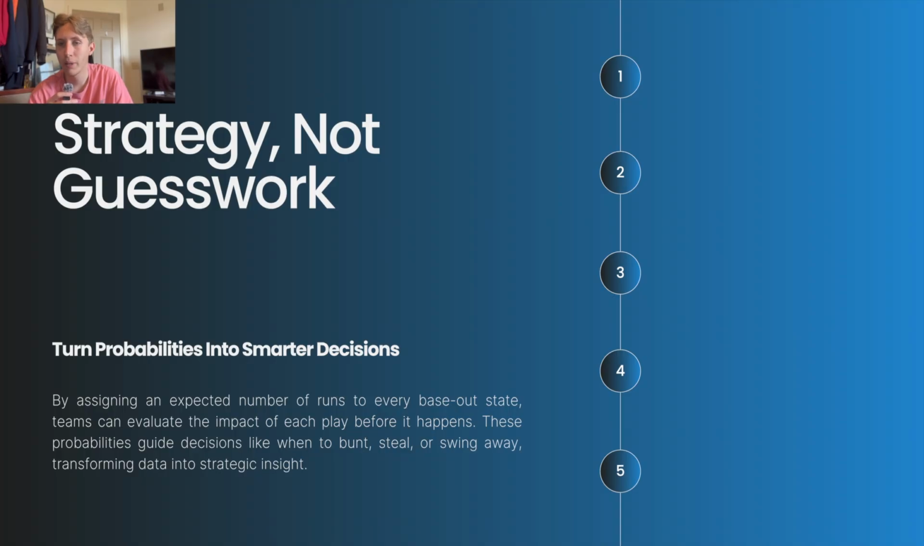By assigning an expected number of runs to each base out state, teams can evaluate the impact of each play before it happens. These probabilities guide decisions like when to bunt, steal, or swing away, transforming data into strategic insight. Teams use it in a variety of different ways.